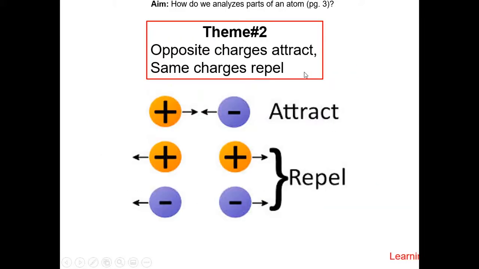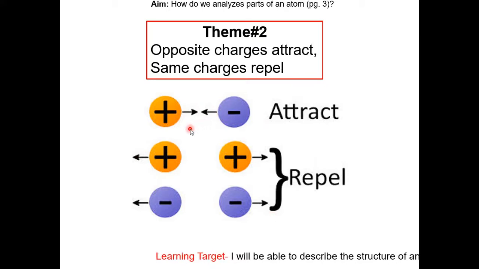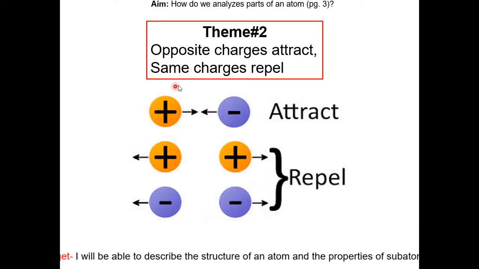Now we're going to discuss theme number 2: opposites attract, same charge repel. This is a very common theme in chemistry, or in science in general. Basically, opposite charges attract, same charges repel. So you see positive and positive repel, negative and negative repel. If it's positive and negative, they attract.